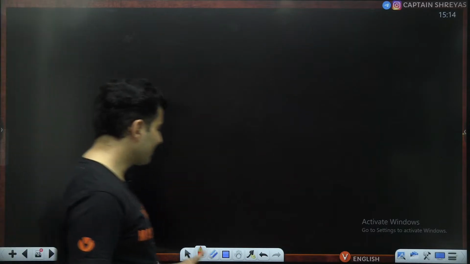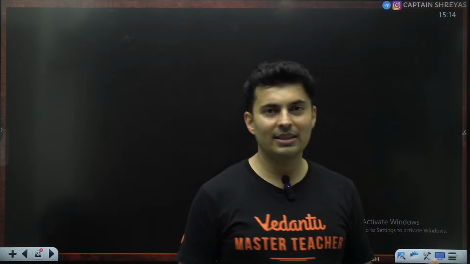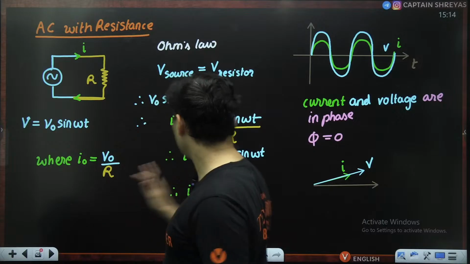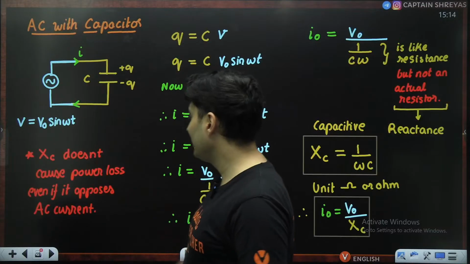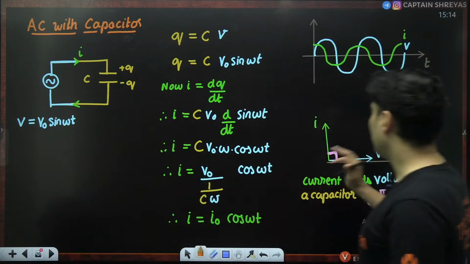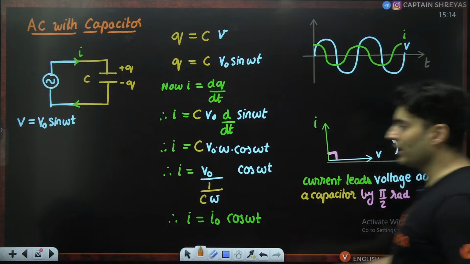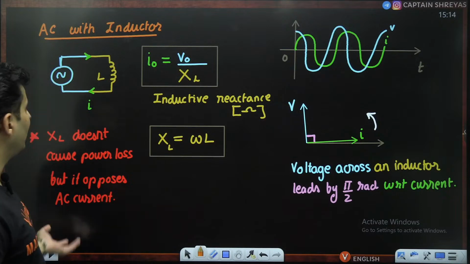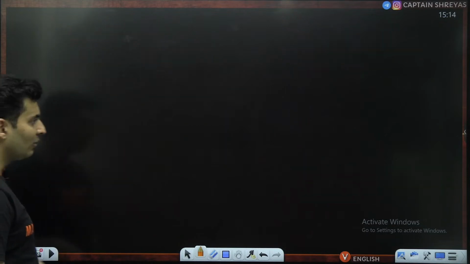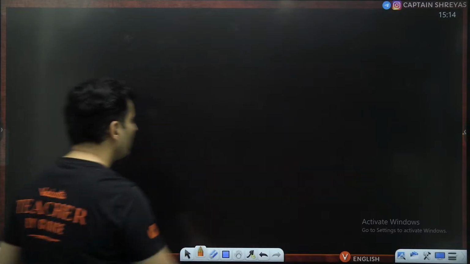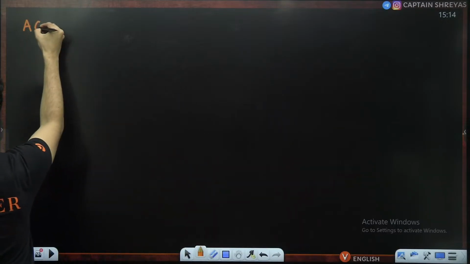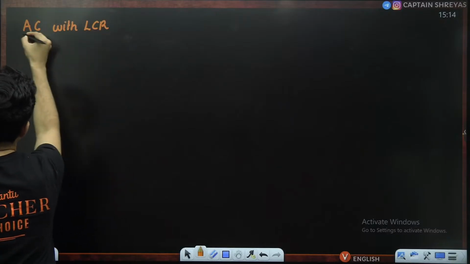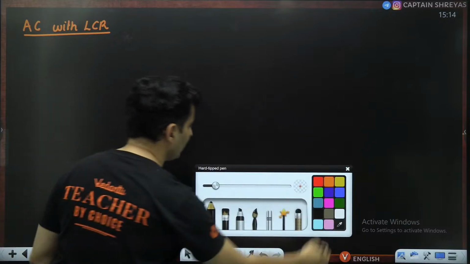Now you might be wondering, sir, fine, I understood what happens with the resistor, what happens with the inductor, what happens with the capacitor. So with the resistor, there is no phase difference. With the capacitor, there is a difference of 90 degrees. Current is going ahead of voltage. And in the inductor, voltage is going ahead with respect to the current. What if all three are there together? So that's why we have alternating current with LCR circuits. What will happen then? Let's have a look at it.